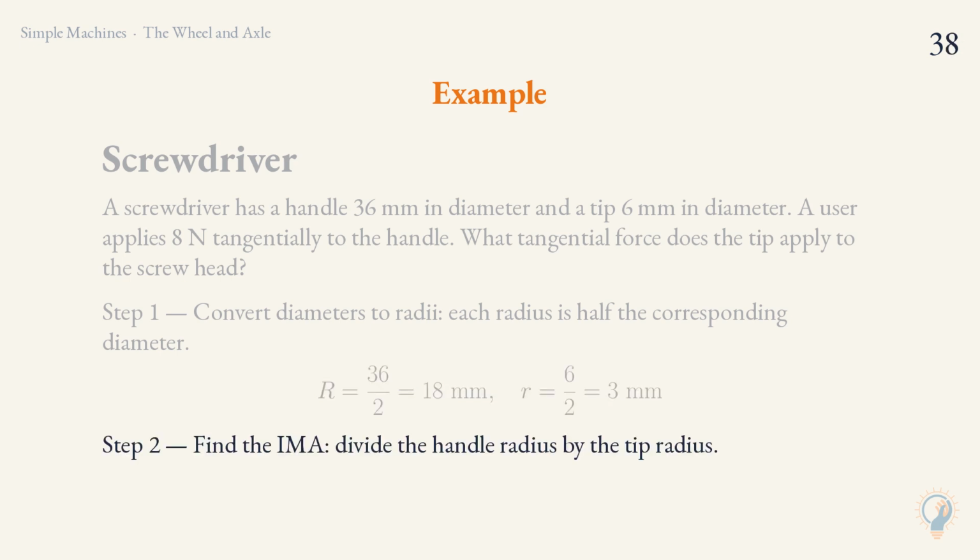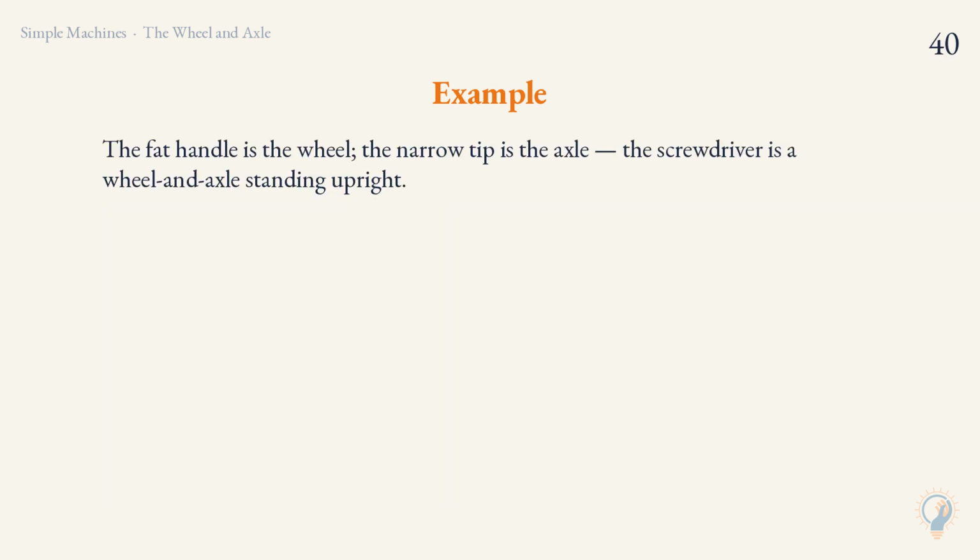Step 2. Find the IMA. Divide the handle radius by the tip radius. IMA equals 18 divided by 3 equals 6. The fat handle is the wheel. The narrow tip is the axle. The screwdriver is a wheel and axle standing upright.